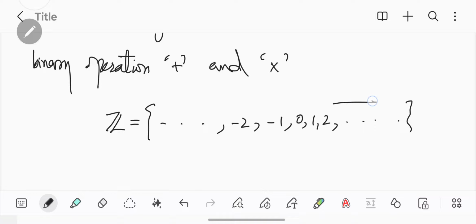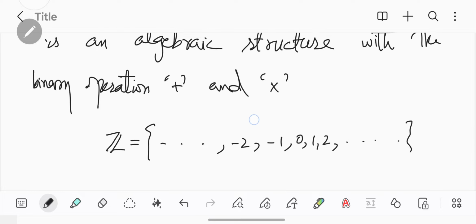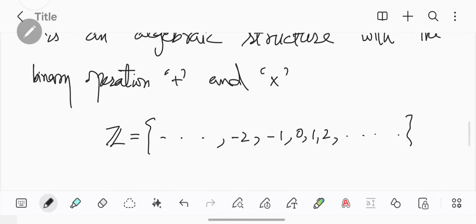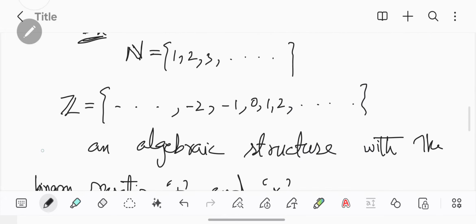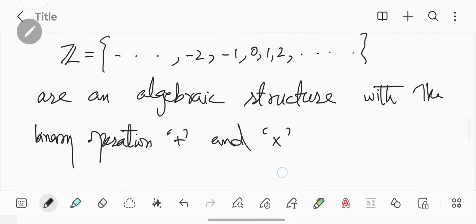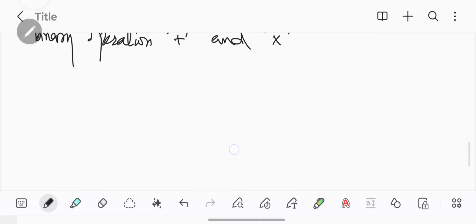Since it never ends on the positive side as well as on the negative side, that means both of the binary operations are well defined on this set. So this is also an algebraic structure with respect to the binary operations addition and multiplication. I will write that these two binary operations give algebraic structures. If we are talking about any set, we will talk about that set together with some binary operation.